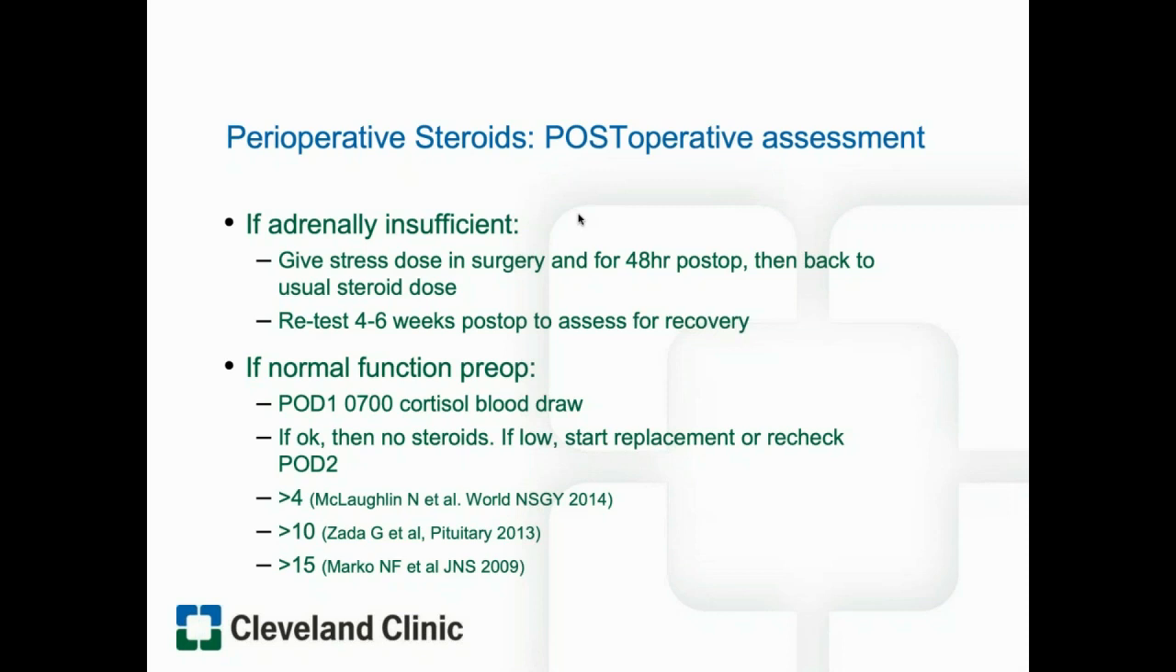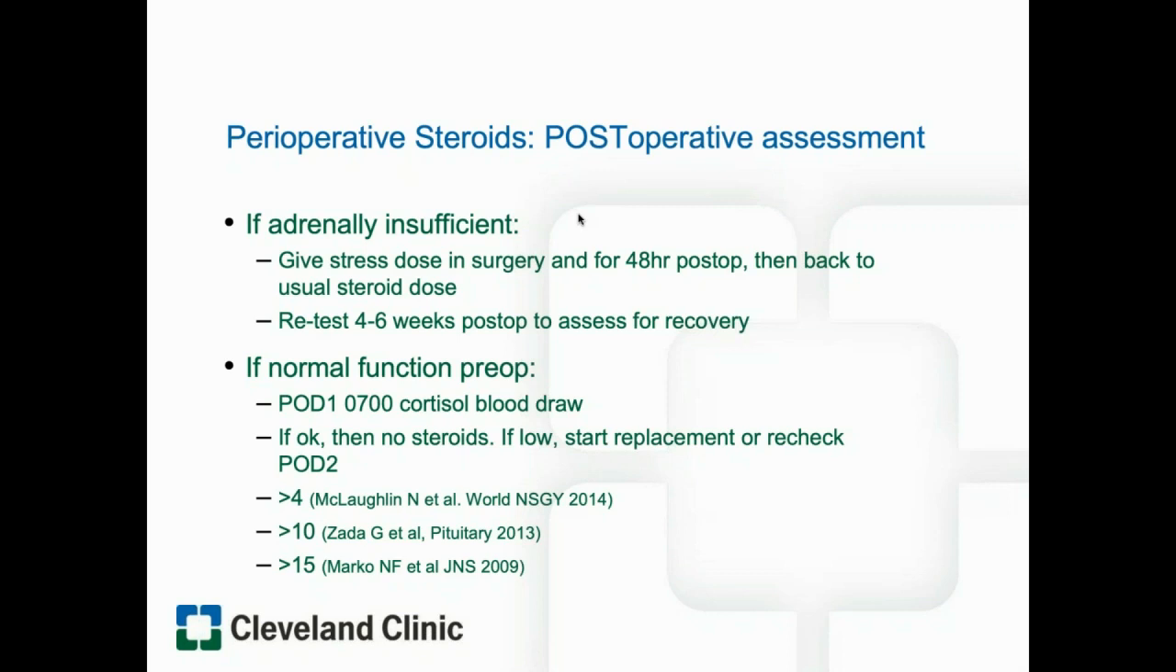What if preoperatively your steroid function is normal? We want to check and see, did we affect the pituitary's ability to secrete ACTH and produce steroids? So typically what we do is, postoperative day 1 at 7 a.m., we draw cortisol, and if the level is okay, then we say, okay, your body's still making it, no need for any steroids. If it's low, we'll start that patient on replacement medications and retest them in 4 to 6 weeks. In some cases, if it's borderline and they're going to stay in the hospital another night, we'll just recheck it on postoperative day 2.